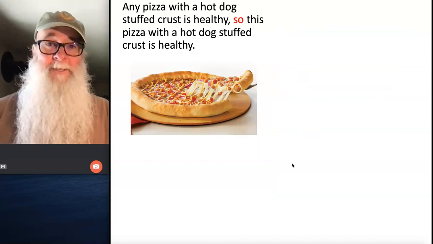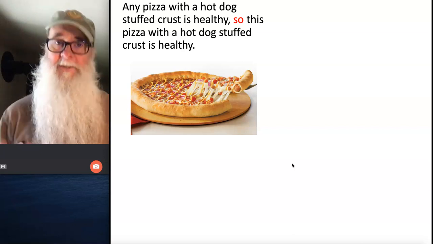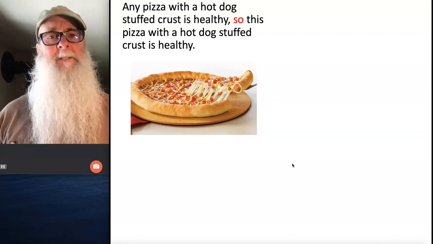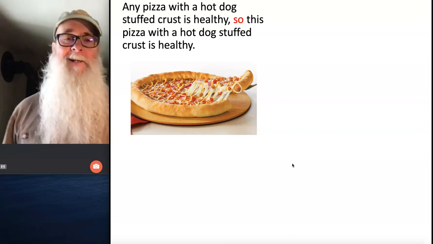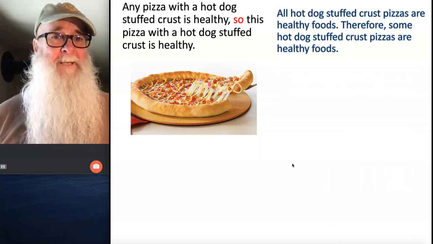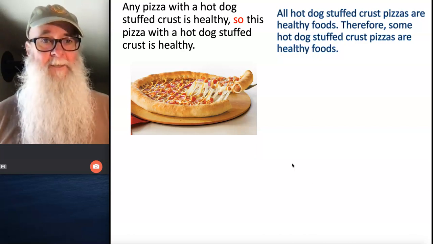We have a conclusion indicator in this argument, and that helps us figure out what the conclusion is. So the sentence that follows that is going to serve as our conclusion, and the sentence that precedes it is working as our premise. So I translated these into standard form like this. All hot dog stuffed crust pizzas are healthy foods. Therefore, some hot dog stuffed crust pizzas are healthy foods.